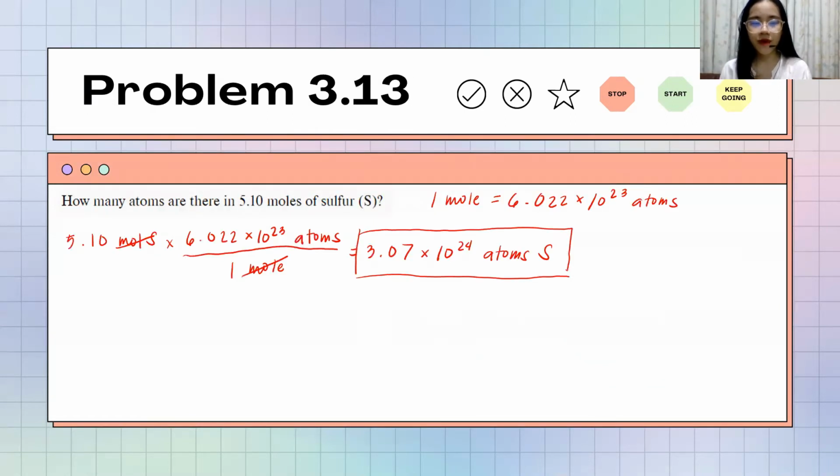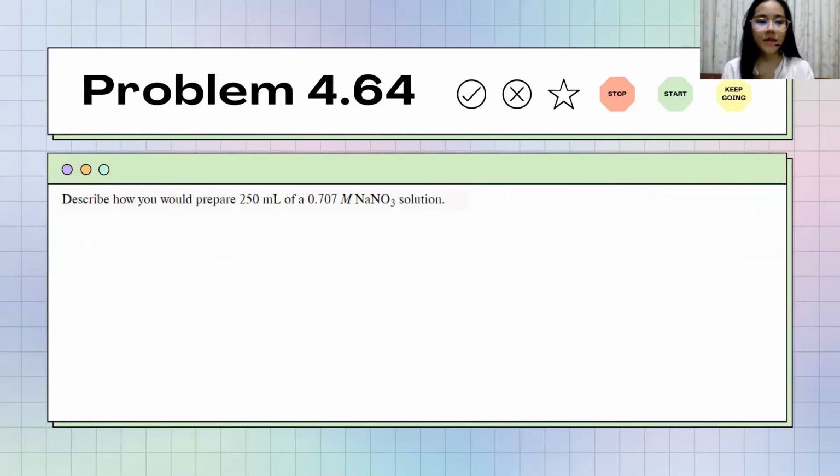Next, we have here problem 4.64. Describe how you would prepare 250 ml of a 0.707 M NaNO3 solution. To prepare this, we need to find the moles of sodium nitrate. From the given, we have 250 milliliters of solution. Since this is in milliliters, we are going to convert it to liters.